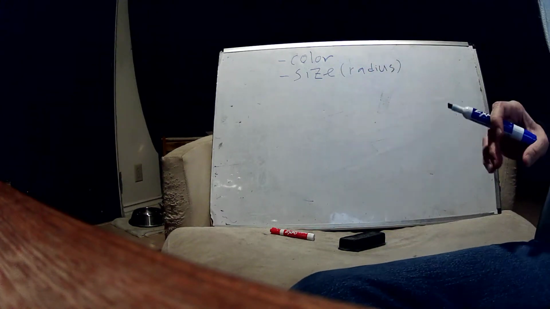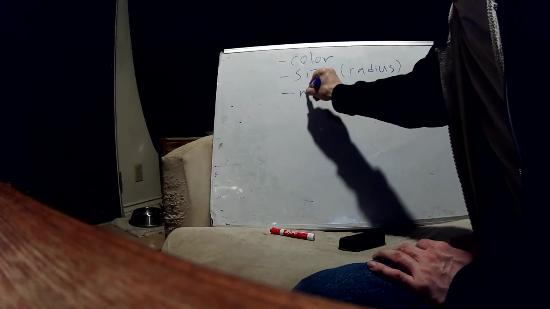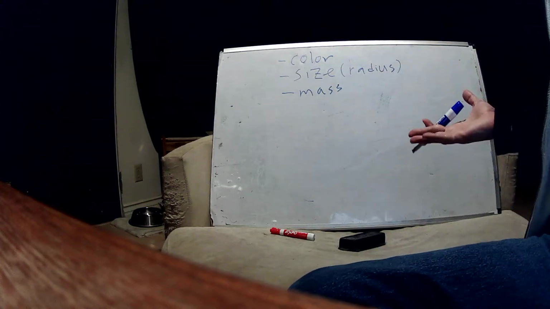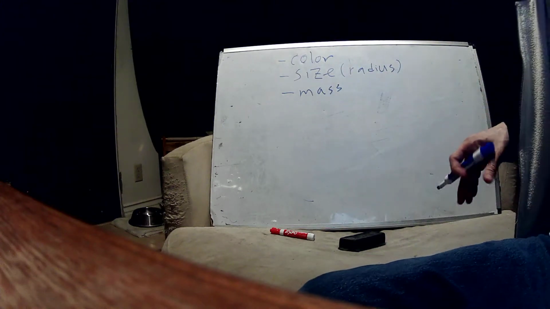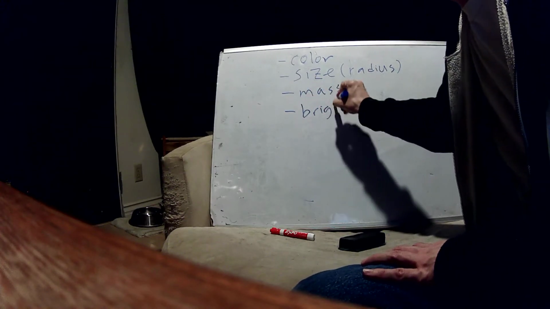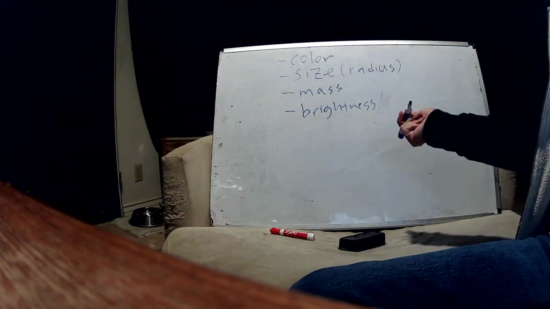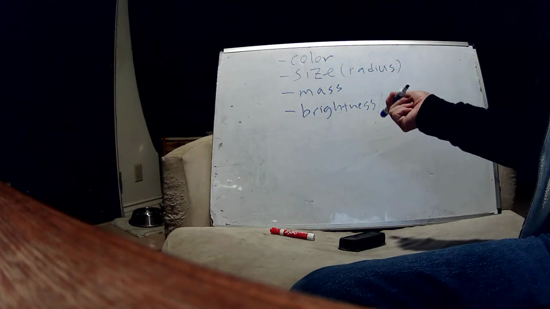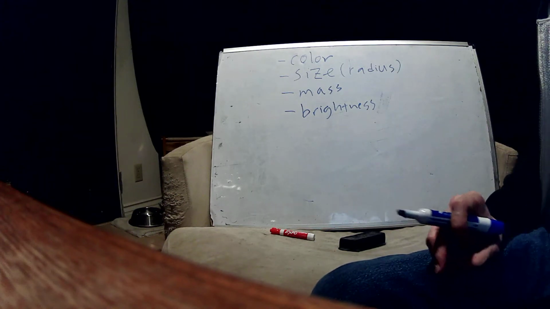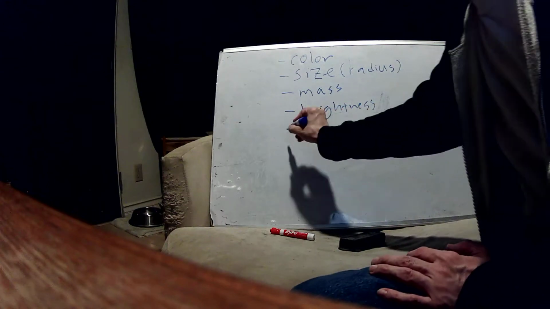What else? Well, size also begs the question of mass. Do all stars have the same mass? Maybe, maybe not. What about brightness? That's a possible answer, right? Definitely a possible characteristic. Okay. If you've gotten this far, you're doing pretty well. But there is still one missing, and that, of course, is the distance.